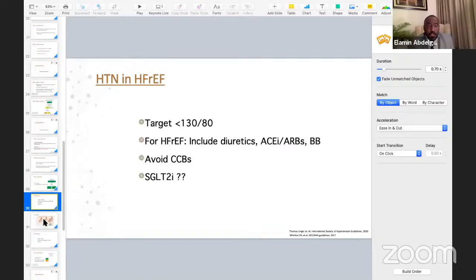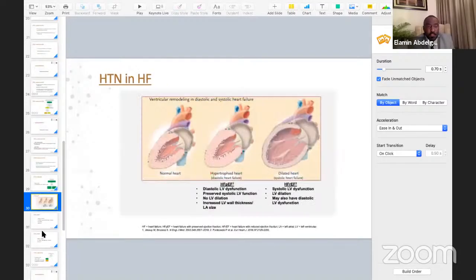And hypertension and heart failure, I'll just bring this up. So, hypertension and heart failure. One of the frequently used terminologies nowadays is heart failure with preserved ejection fraction, HFpEF, and heart failure with reduced ejection fraction, which is HFrEF. Ejection fraction less than 40 in this category and ejection fraction more than 50 in this category.